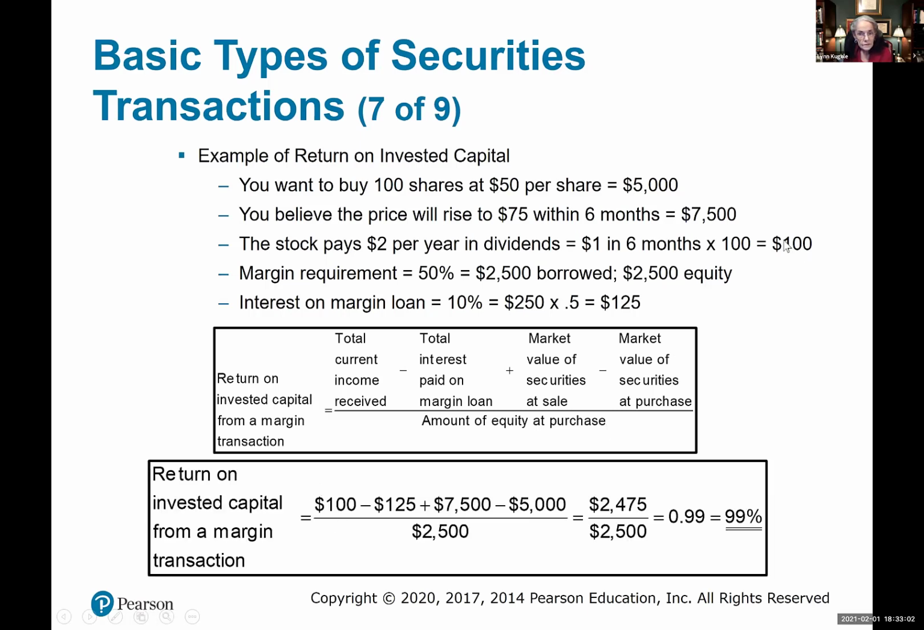Income received, your dividends. Interest paid, right there. Market value at sale, $7,500. Market value at purchase, $5,000. Divided by equity, $2,500. Return on invested capital, 99%. Not too shabby, eh?